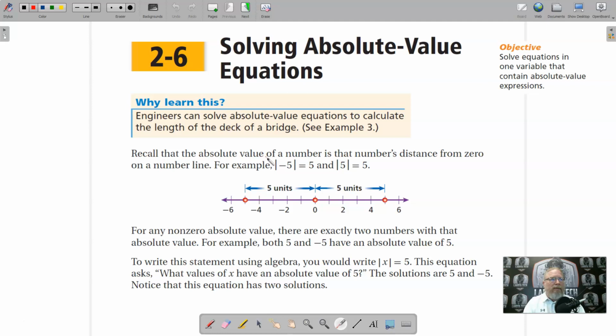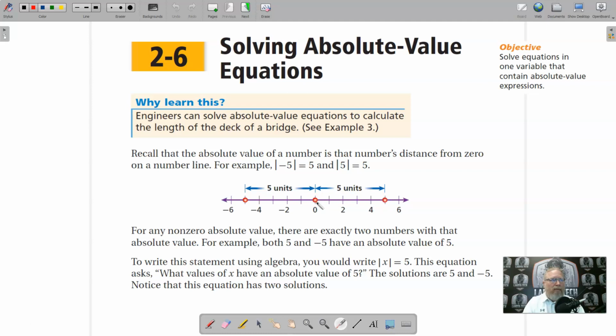So recall that the absolute value of a number is that number's distance from 0 on a number line. For example, the absolute value of -5 is +5, and the absolute value of +5 is also +5. We can see that on the number line here. We have 0 at this point, -5 at this point, and +5 at this point. So we can see from the number line that -5 is 5 units from 0, and +5 is also 5 units from 0.